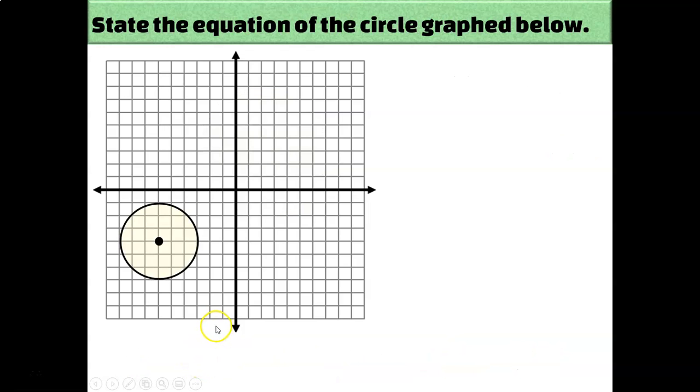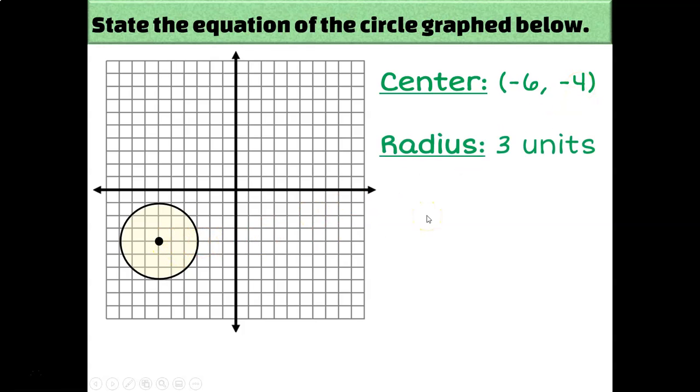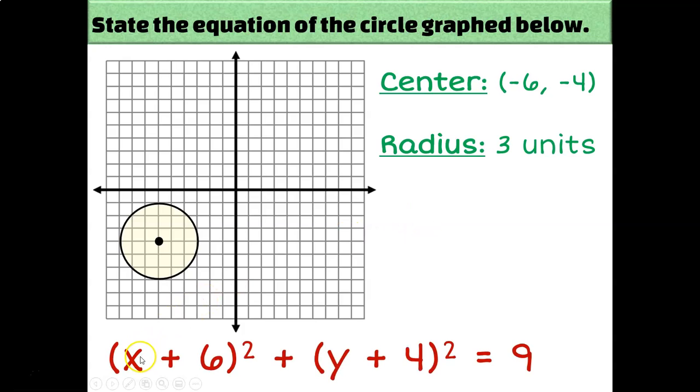So let's try another example. The center of this circle is the point (-6, -4), so that's h and k. And the length of the radius is 3. So the equation that I would write is this: x minus -6, so that's x plus 6, squared, plus y minus -4, minus minus means plus, so y plus 4 squared, equals r squared, so 3 squared, which is 9.